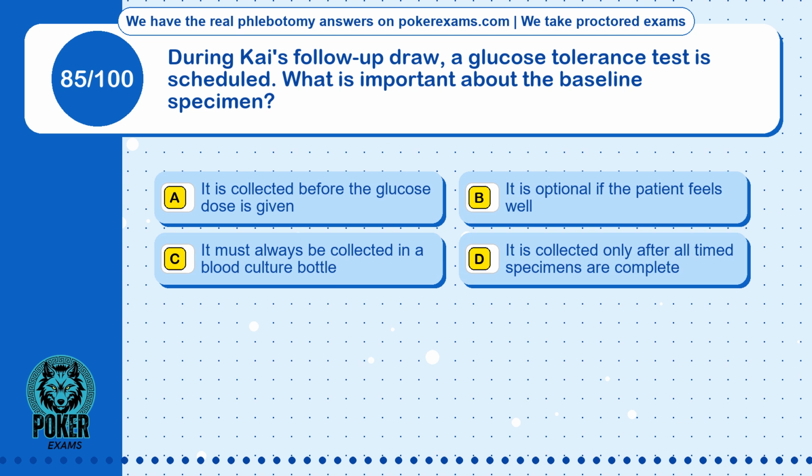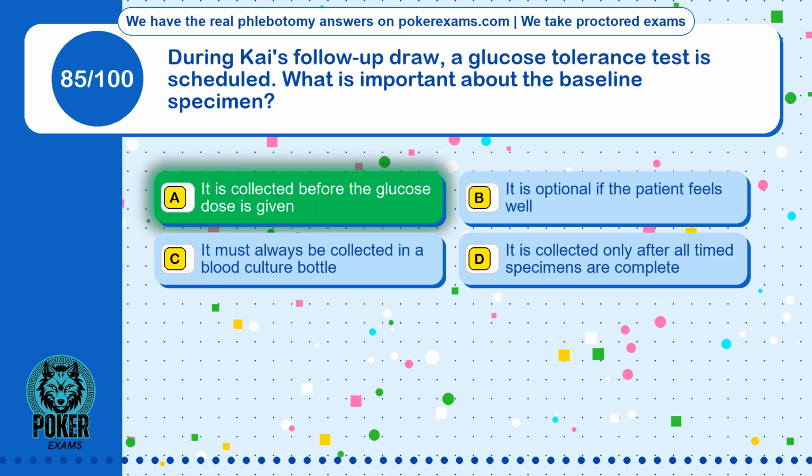Question 85. During Kai's follow-up draw, a glucose tolerance test is scheduled. What is important about the baseline specimen? Option A. It is collected before the glucose dose is given. Option B. It is optional if the patient feels well. Option C. It must always be collected in a blood culture bottle. Option D. It is collected only after all timed specimens are complete.